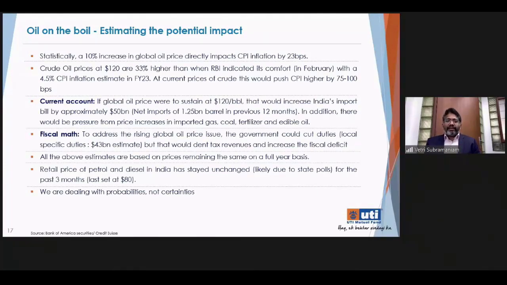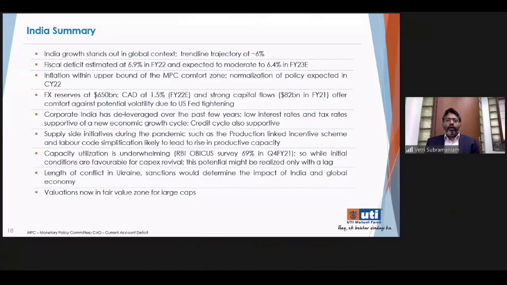Finally, on the last slide, not much to add. I think I've talked about most of these points earlier, so I'll just leave it there for you to digest. To my mind, the 2 points to make: the length of conflict in Ukraine and the subsequent sanctions. This is what will determine the impact on India and the global economy. If this is just a 2 to 3 week affair, the world can absorb it without too much damage. But if it lasts over a longer period, then there will be pain that every economy will have to absorb.